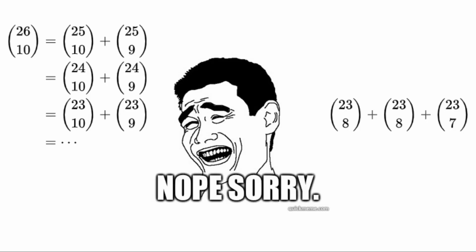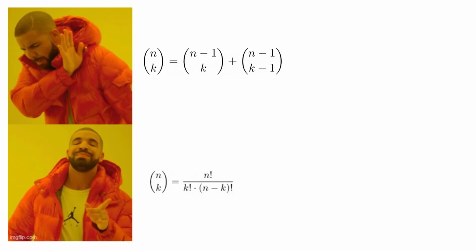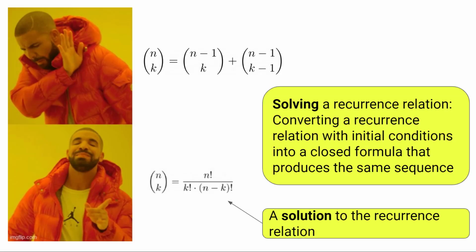So instead, while recurrence relations are extremely valuable and will be kept around for all kinds of reasons, we would like to find a closed formula for the sequence, like we did for the binomial coefficient and the triangular numbers. The process of converting a recurrence relation with initial conditions into a closed formula that produces the same outputs is called solving the recurrence relation, and the closed formula itself is called a solution to the recurrence relation.